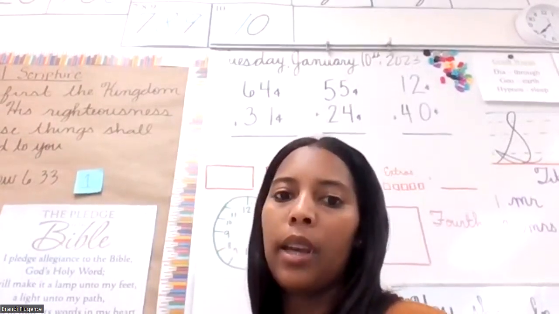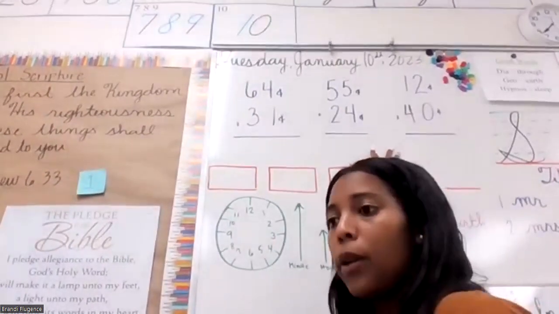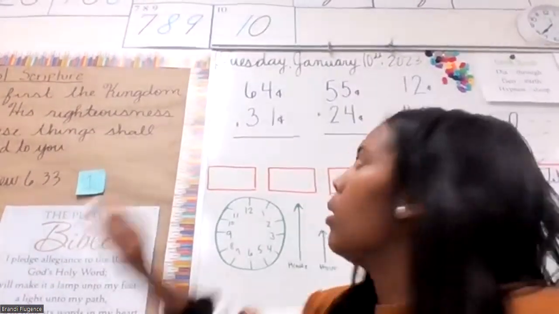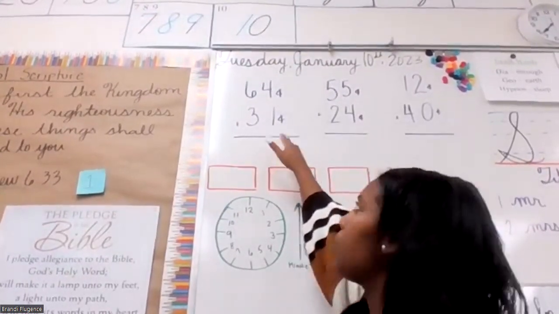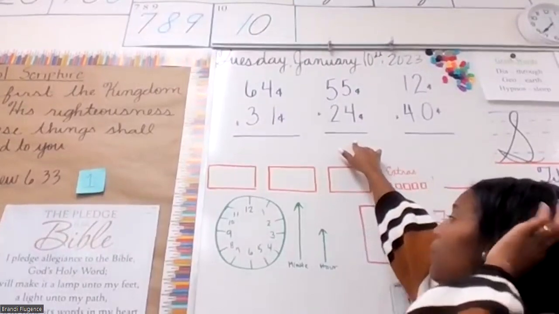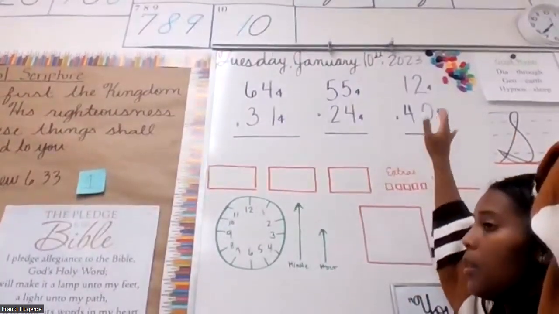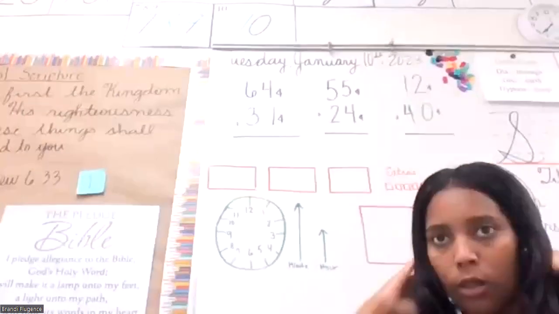All right, let's go ahead and begin, guys. Let's start with adding up these facts. I want you to write all three of them, set them up on your page, and then add them. So 64 cents plus 31 cents, write it, add it up. 55 cents plus 24 cents, write it on your paper, add it up. And then 12 cents plus 40 cents, write it on your paper and add it up. All three of them. You can do that now.